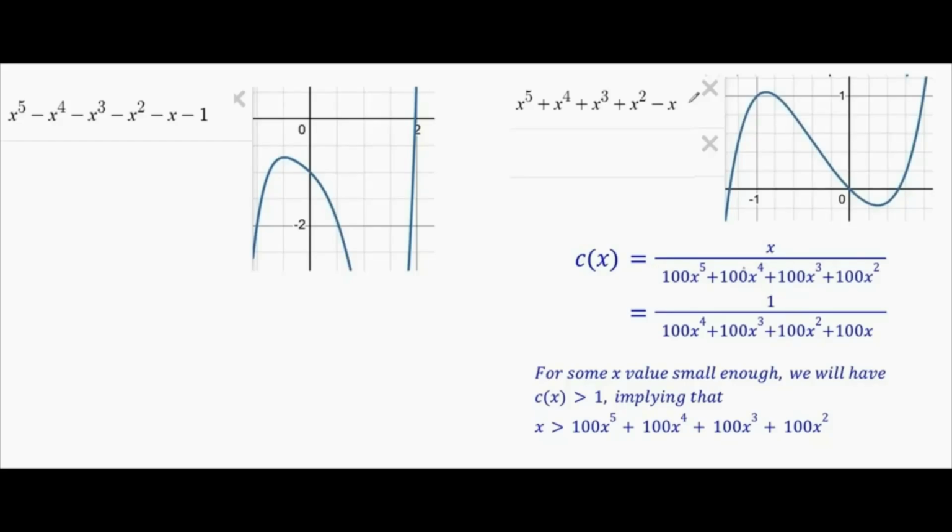Now all I'm going to do is divide every term by x, and we get a version where it's very easy to see that we can get the numerator bigger. We can make all of these x's small enough that they'll be less than 1. So for some x value small enough, we will have c of x greater than 1, implying that x is greater than all the other terms. It could even be that the two far right ones are negative. It doesn't matter.